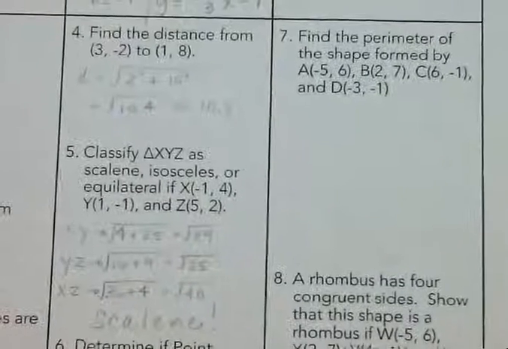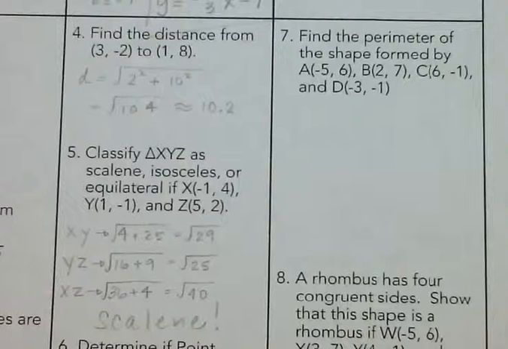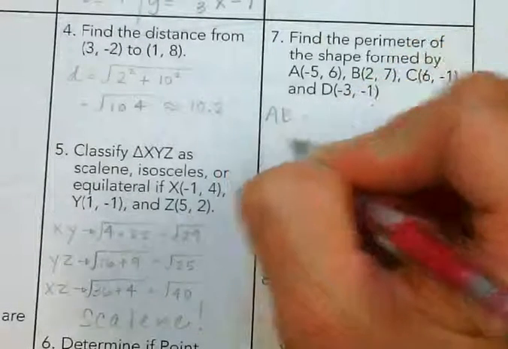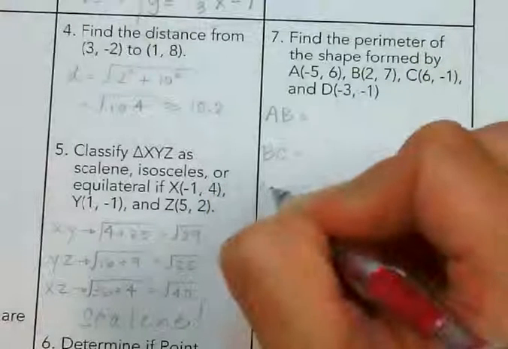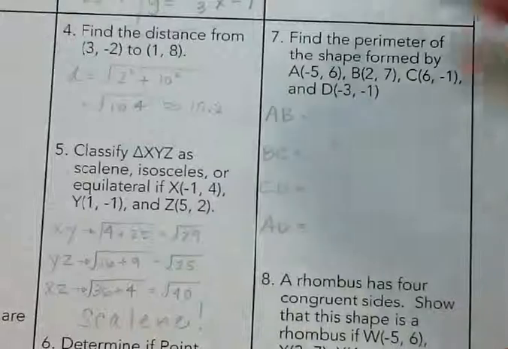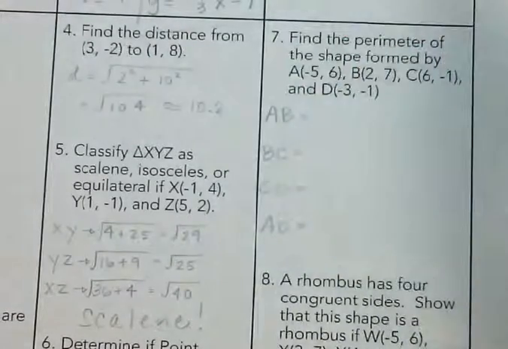All right, moving on. Let's see if we can get these two done. Find the perimeter of the shape formed by A, B, C, D. So in order to find the perimeter, I have to find the length of the four sides and then add them all together. So first thing I'm going to do is list the four sides. So A, B, B, C, C, D, and then D back to A.